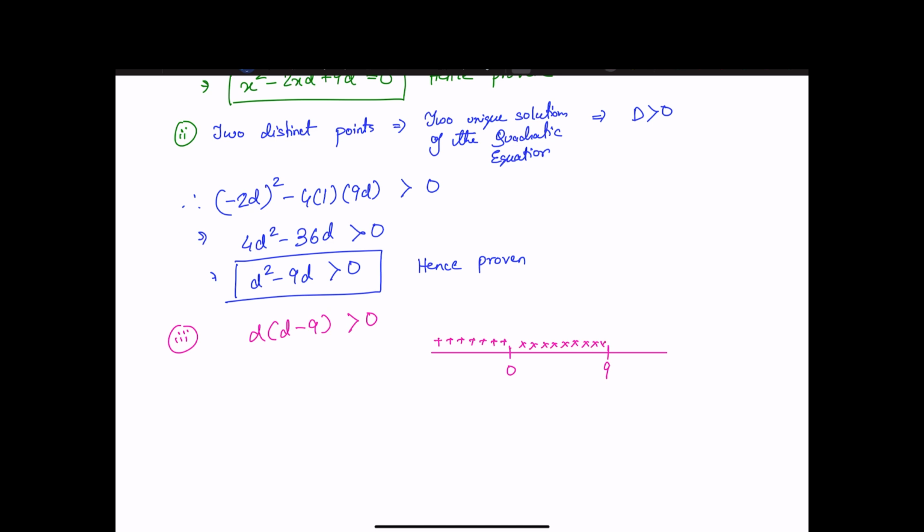So in this part, your inequality will not be satisfied. And if I take a value greater than 9, let's say 10, 10 times 10 minus 9, how much will this be? 10 times 1, which is 10. 10 is greater than 0. So again, our inequality will be valid in this portion. So d will have the following values: minus infinity comma 0 union 9 comma infinity. So d will either be less than 0 or d will be greater than 9. That's the answer to question 8.